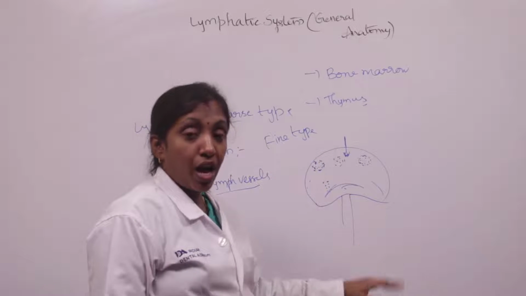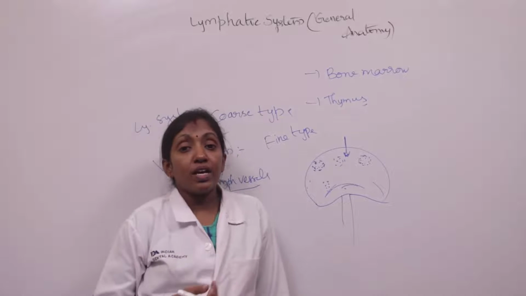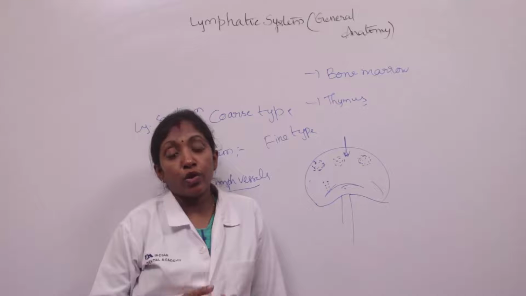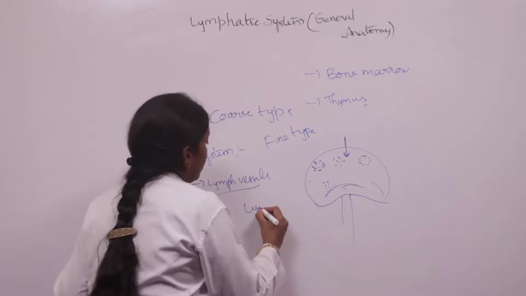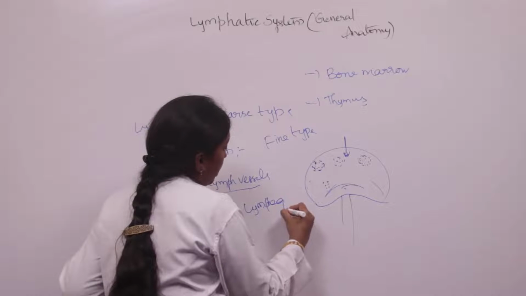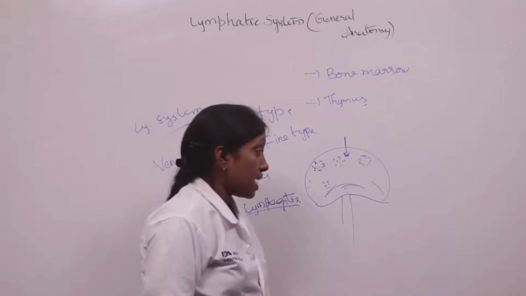It filters the lymph. And during infections, the lymph node gets swollen. A swollen lymph node we call inflammation of the lymph node, also called lymphadenitis.